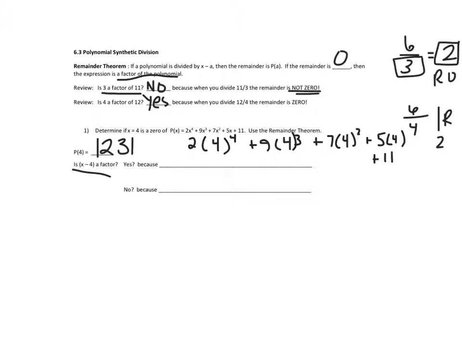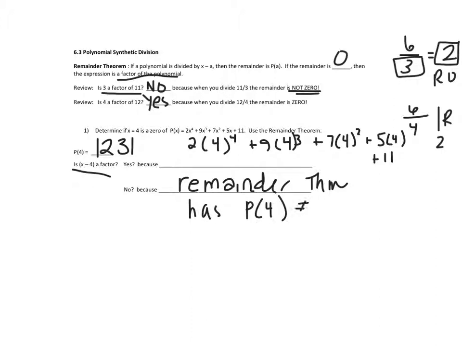So is x minus 4 a factor? No, because the remainder theorem has p of 4 not equal to 0. P of 4 is equal to 1231.